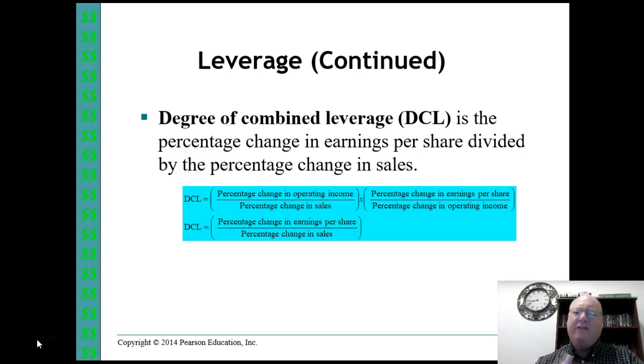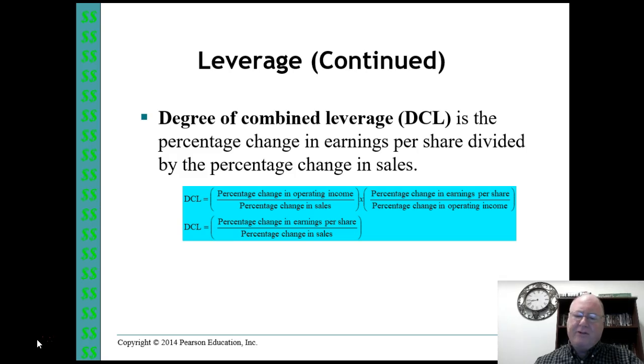So again, all of these things, just like the ratios we looked at in the last chapter, can be looked at together to get a total picture of not just the effectiveness, but the efficiency of your business decisions itself.